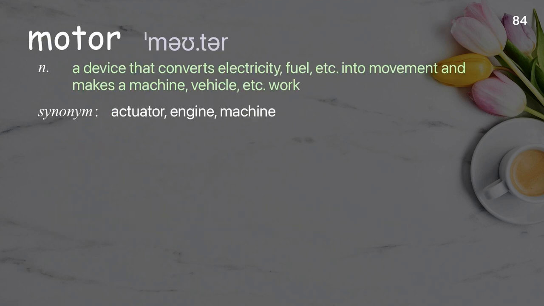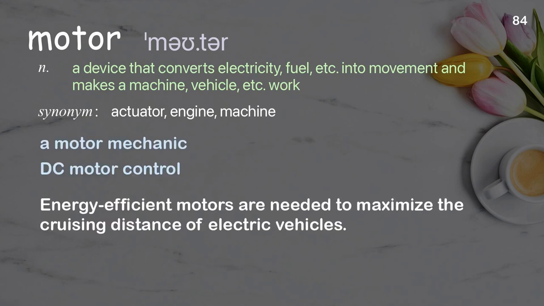Motor. A device that converts electricity, fuel, etc. into movement and makes a machine, vehicle, etc. work. Examples: A motor mechanic, DC motor control. Energy-efficient motors are needed to maximize the cruising distance of electric vehicles.